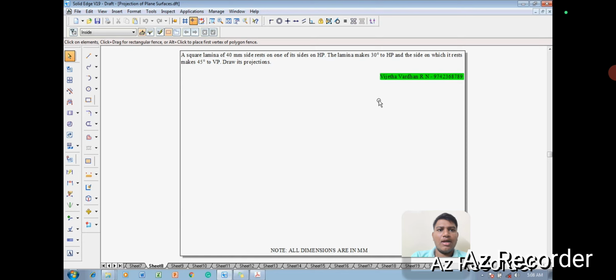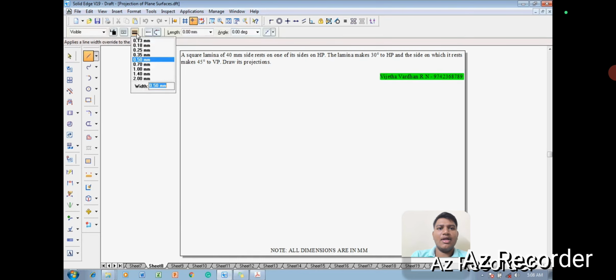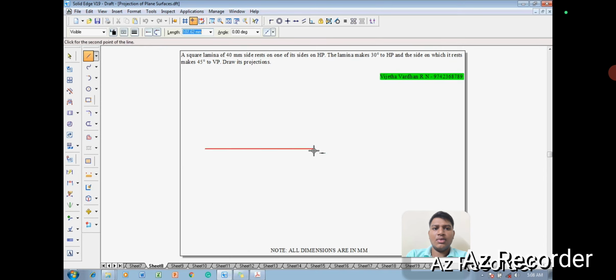First, a square lamina of 40 mm side rests on one of the sides on HP. So a square lamina of 40 mm. First let me draw an XY line of 0.50 mm. So here is the XY line.